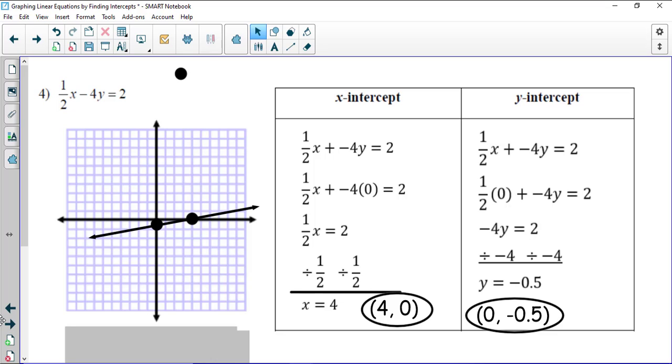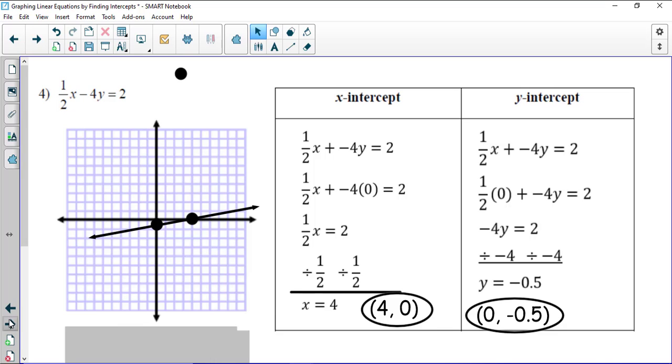So a quick reminder that if you're trying to find the x-intercept, you actually replace y with 0 and then solve for x. If you're finding the y-intercept, you actually replace x with 0 and then you solve for y. I always like to write my x and y-intercept as ordered pairs, and then I graph them and connect those points, because keep in mind, you only need 2 points to form a line.